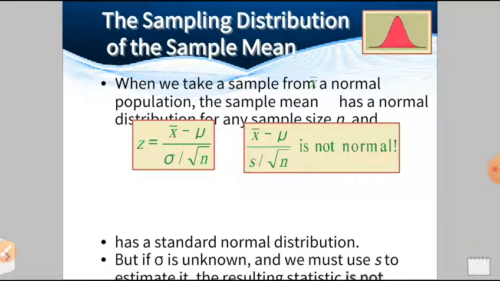If we talk about the sampling distribution of a sample mean, then normally when the sample is taken from a population, we use the z-test, given by x bar minus mu divided by sigma by root n. But if we take s in place of sigma, then it is actually not normal. In that case we can't apply the z-test, we have to go for the t-test.